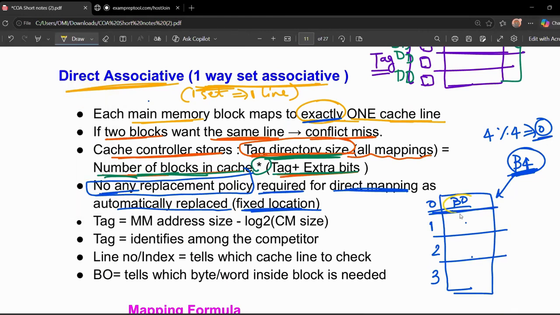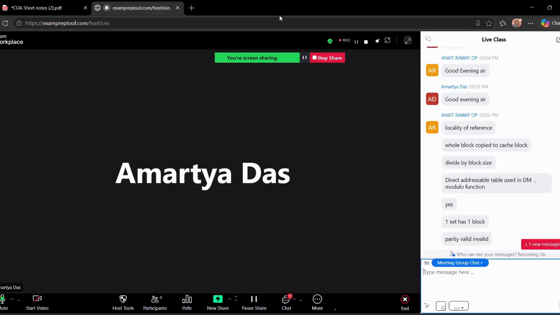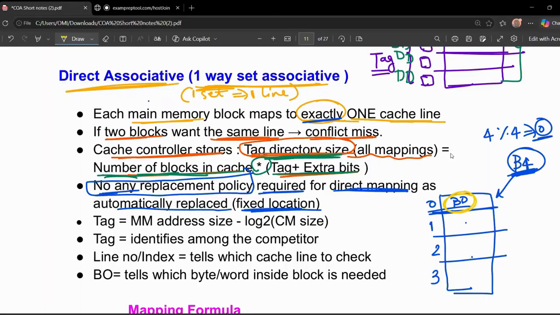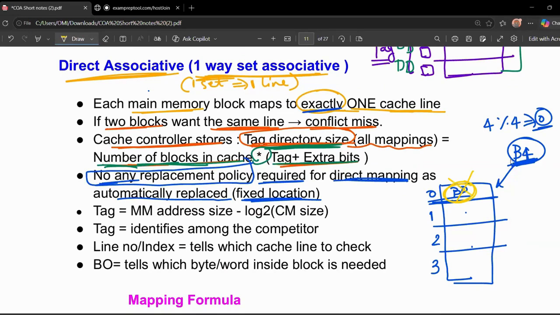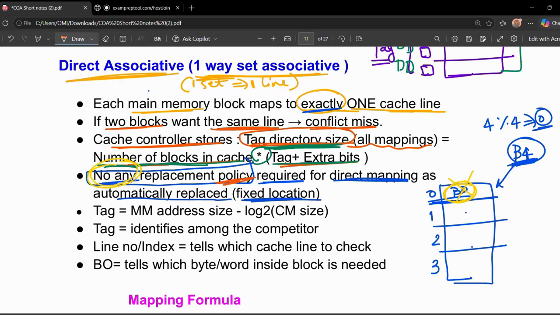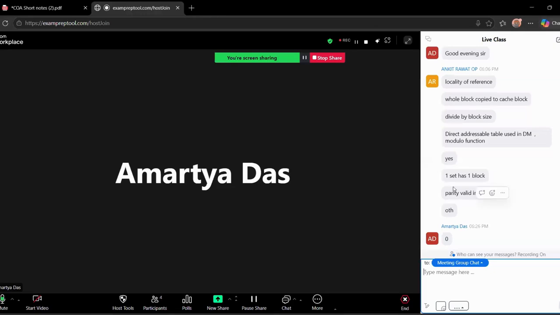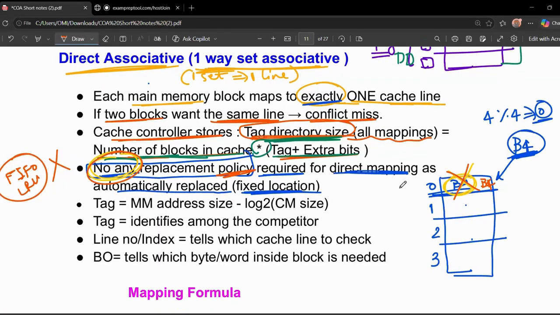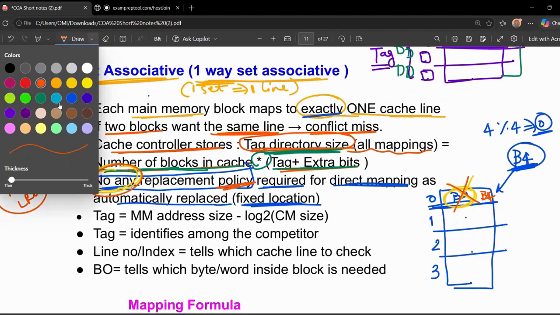Now, we know that B0 is already present. So what will happen? It will automatically be replaced. That's why they have told us no policy is required. Policy means a replacement algorithm, like FIFO or LRU. None of that is required here. It is automatically replaced, and B4 will come here, because those locations are fixed. Got it? Yes or no?